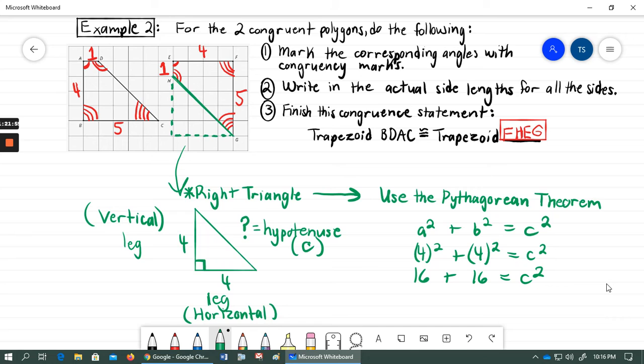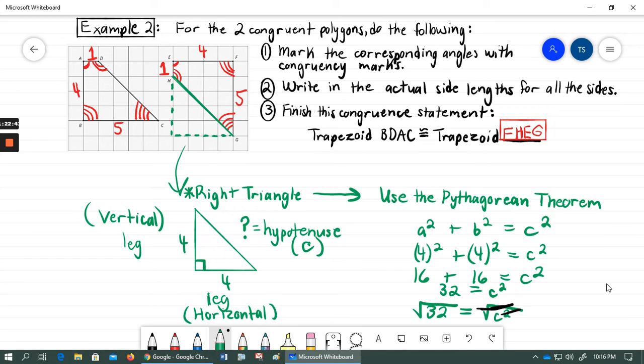4 squared is 16, and 16 plus 16 gives us 32. So 32 equals c squared, and we should remember how to finish solving this. The only way to get c all the way by itself is to get the square to cancel out. The inverse of a square is a square root, so we have to take the square root on both sides of the equation. When we take the square root of a square, those two cancel each other out, because they're inverse operations.